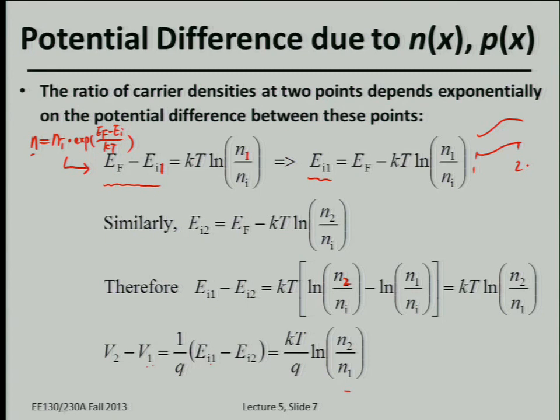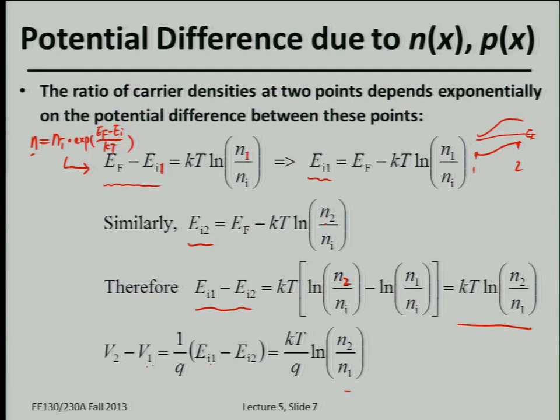Following the same procedure, we can get the electrons' energy at position 2, which is also a function of the Fermi level, which is flat, as well as the electron concentration at this point. If we compare the difference between the energy at position 1 and 2, it turns out to be a function of the relative electron concentration at the two ends, right?